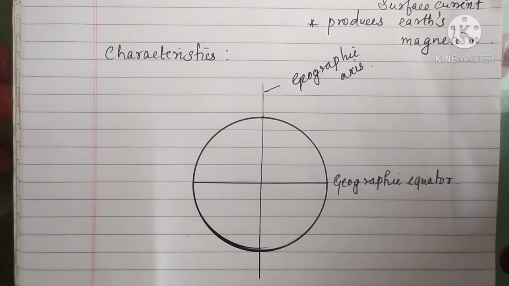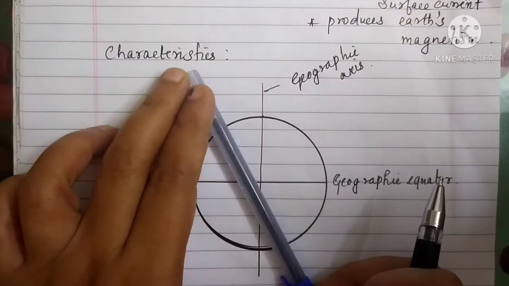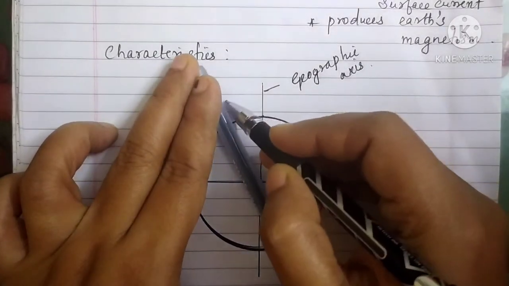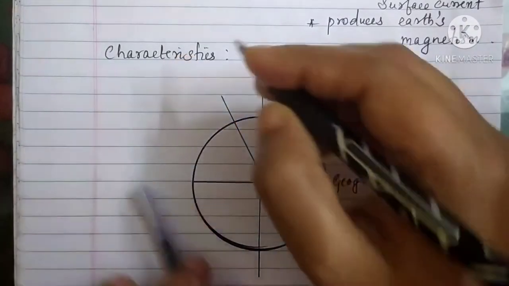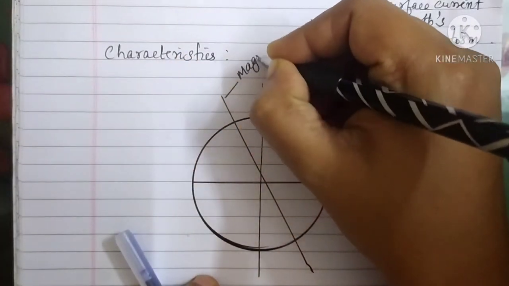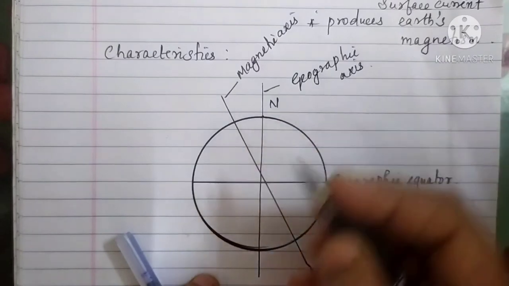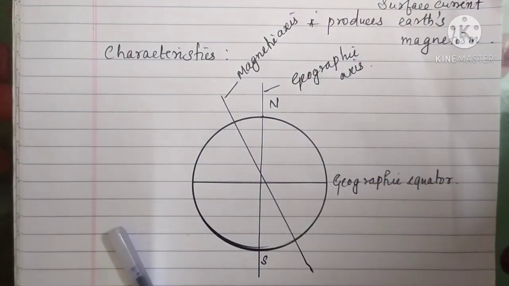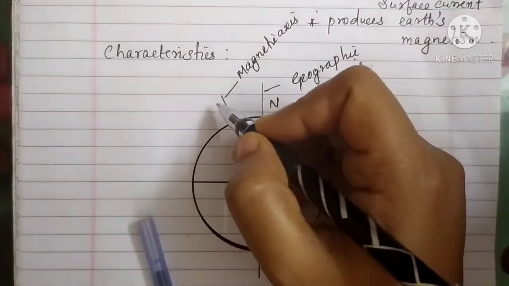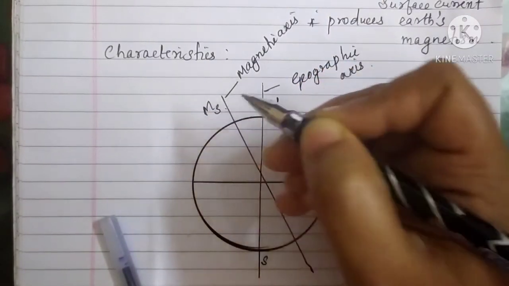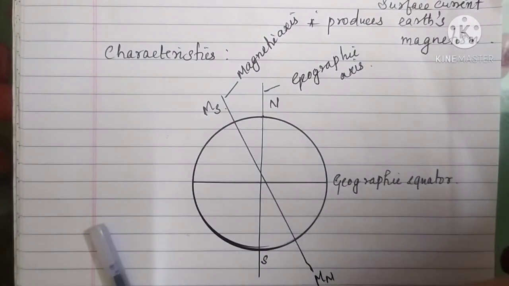Only then will its north come and settle toward the north. The magnetic pole there must be south, and that at the southern end is a north pole. Clear? So we can draw a magnetic axis here. This can be considered as the magnetic axis. Okay. So if this is the geographic north and this is the geographic south, then this will be the magnetic south and magnetic north.